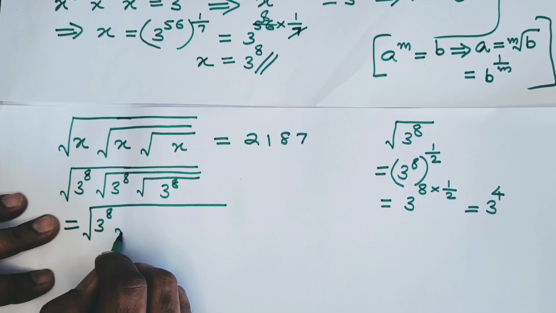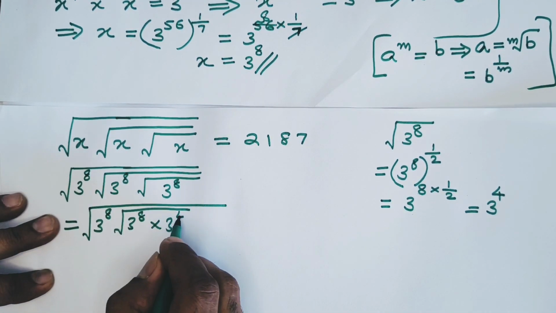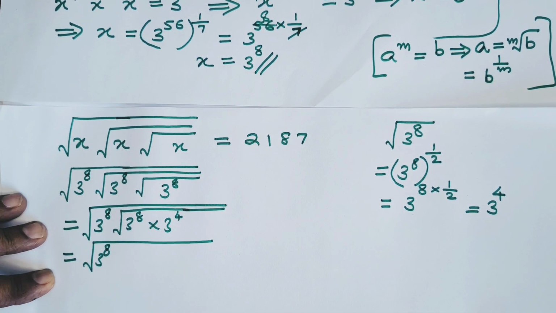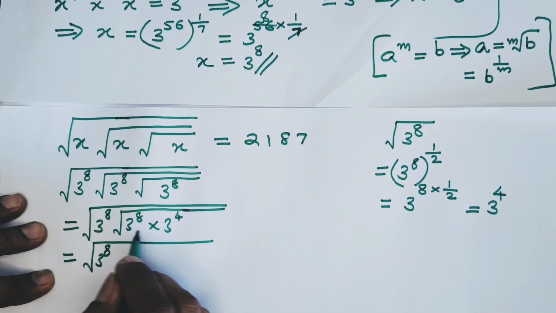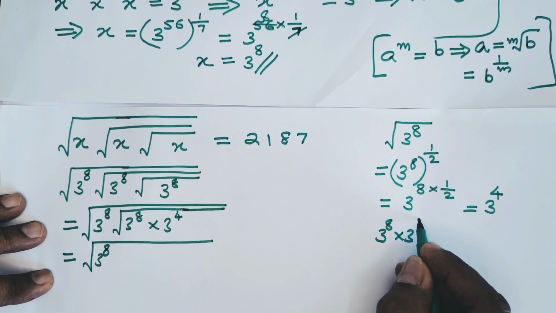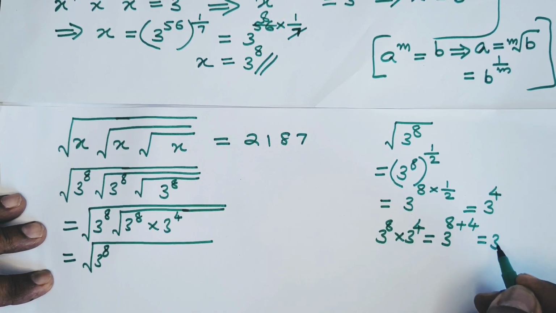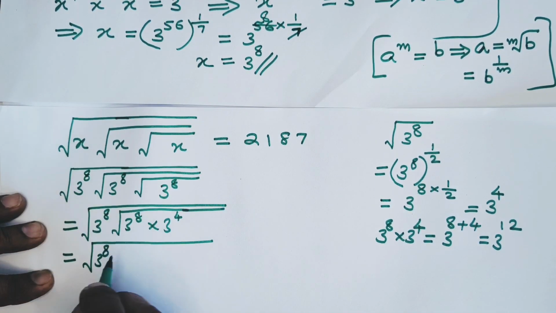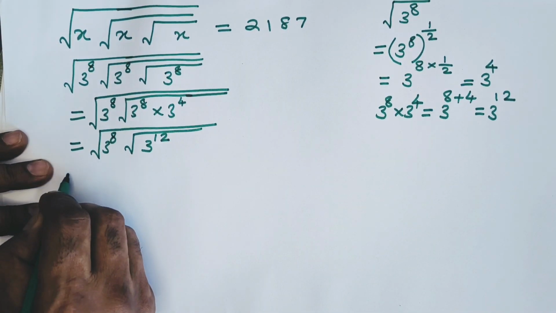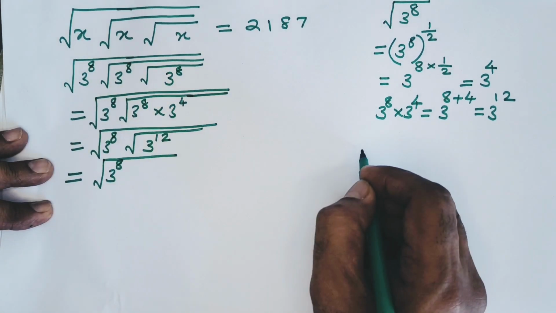I'm writing this as it is, this also as it is. This you have simplified as 3 to the power 4. I'm substituting that. Now let me repeat this, 3 to the power 8. Then when you simplify this, what do you have? 3 to the power 8 multiplied by 3 to the power 4 is 3 to the power 8 plus 4, which is 3 to the power 12. So let me write 3 to the power 12 under the root sign. Okay, now this equals the square root of this, I am writing as it is. This we will simplify separately.